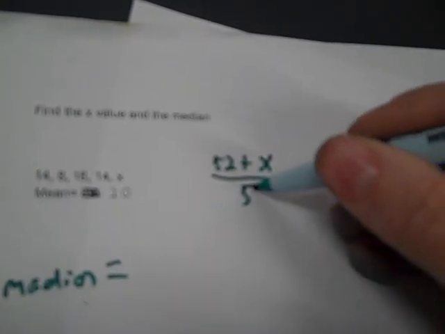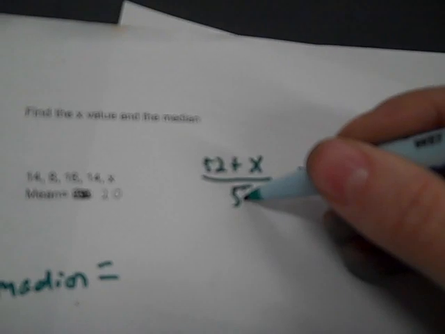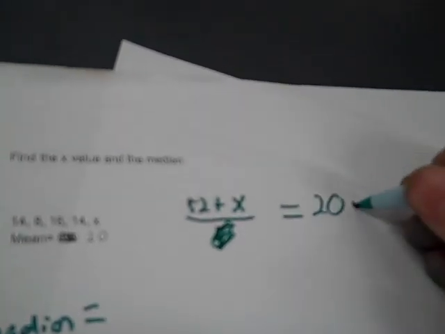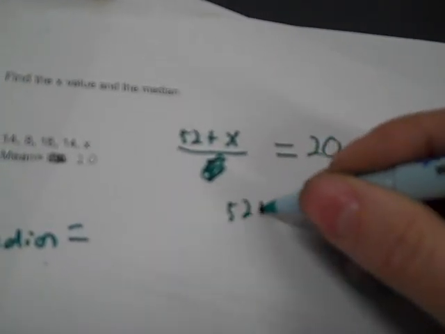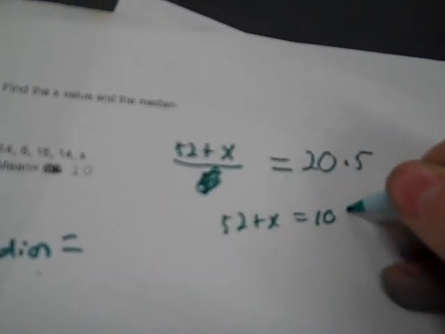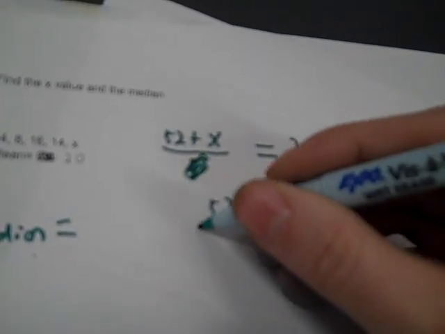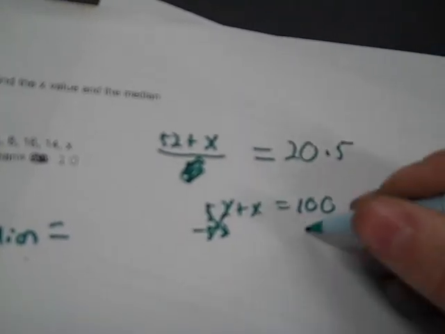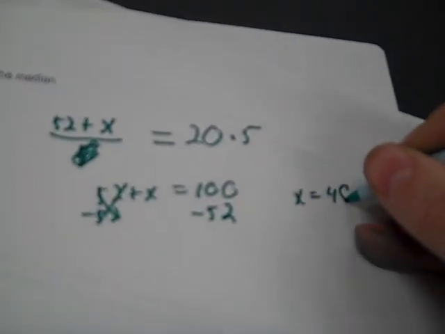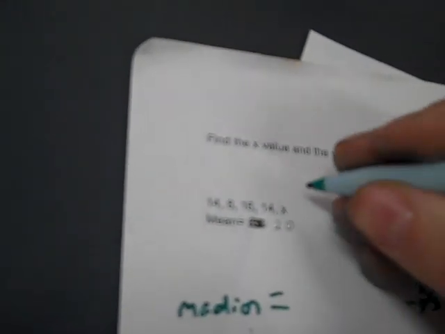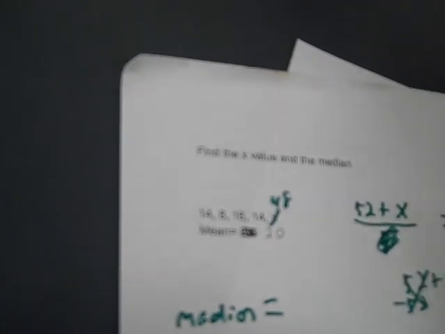Now, you need to get rid of this 5. What's the opposite of divide? Times. So I'm just going to times 20 by 5. That'd be 100. So 52 plus x equals 100. Then I subtract 52 from both sides. And that tells me that x would equal 48. Okay? So cross out that x, put 48.